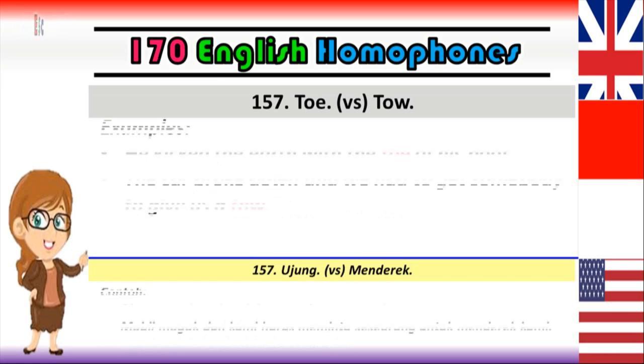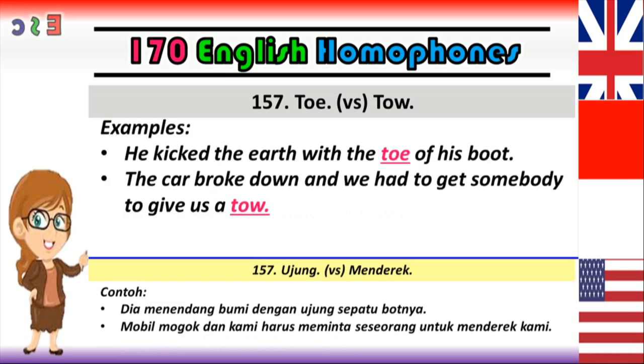157. Toe versus tow. Examples. He kicked the earth with the toe of his boot. The car broke down and we had to get somebody to give us a tow.